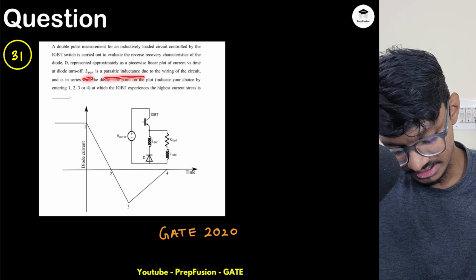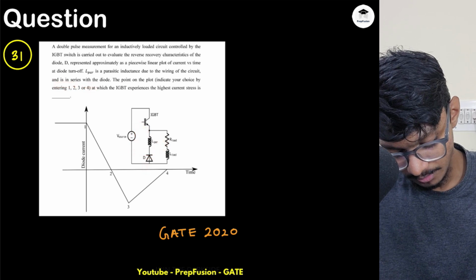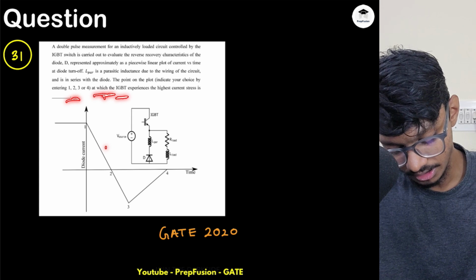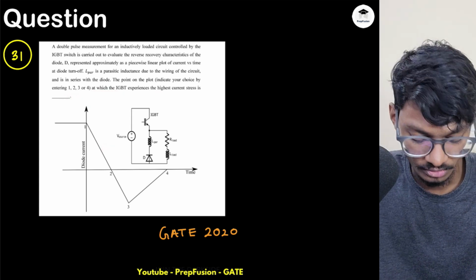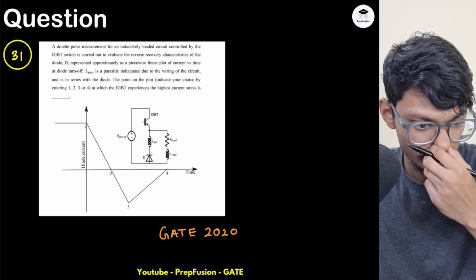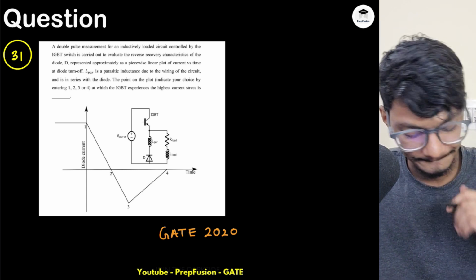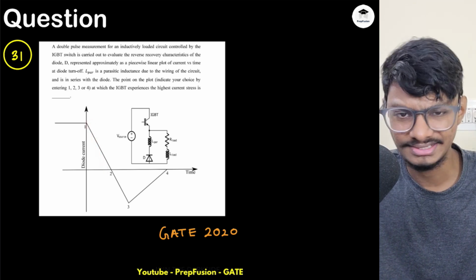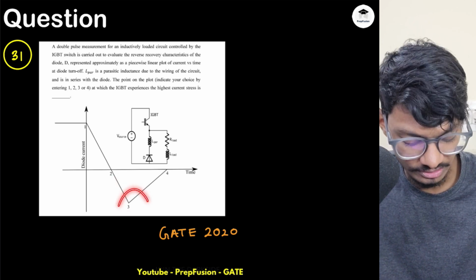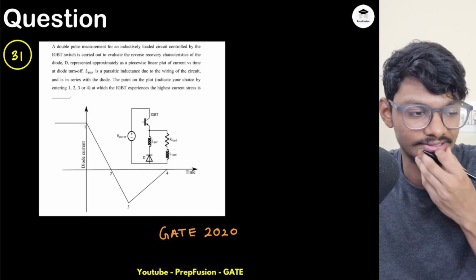If L bar is a parasitic inductance due to wiring of the circuit and is in series with the diode, find the point on the plot, 1 to 3, at which the IGBT experiences highest current stress. When will an IGBT experience highest current stress? Generally IGBT is a unidirectional device, just like BJT. During forward bias, I don't have any problem of current. Anyway, current is reducing. But in reverse bias, whatever the maximum current will be, that will give the IGBT highest current stress.